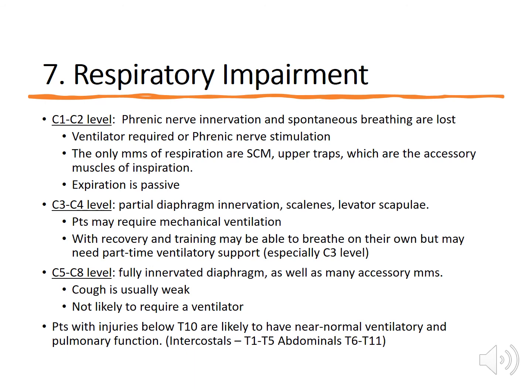So level C1 through C2, the phrenic nerve innervation and spontaneous breathing are lost in this patient. So this patient is going to require a ventilator or phrenic nerve stimulation. The only muscles of respiration that are innervated are the sternocleidomastoid and the upper trapezius, which are the accessory muscles of inspiration. Therefore, since only accessory muscles of inspiration are innervated, expiration is going to be passive in this patient.